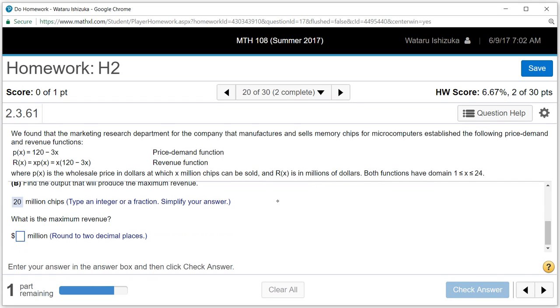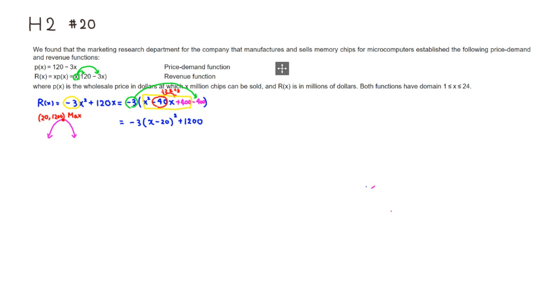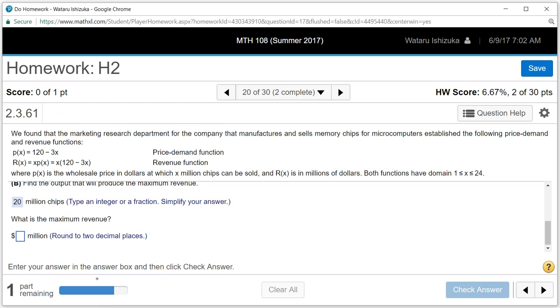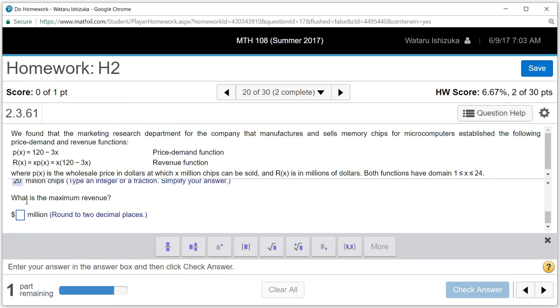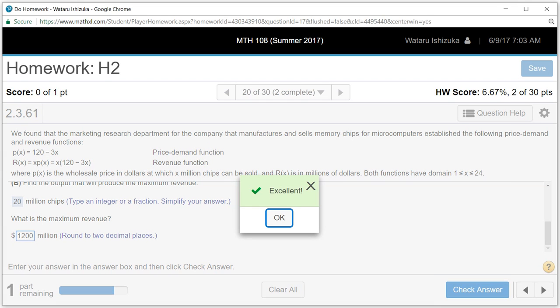Alright, what is the maximum revenue? We know that revenue is maximum when x equals 20. So all you have to do is plug in 20. But if you look at this, revenue at 20 is actually just 1200. If you plug in 20, that part is 0. So you're left with 1200, which is the y-coordinate of the vertex. So type in 1200, and check the answer. Alright, we got that.